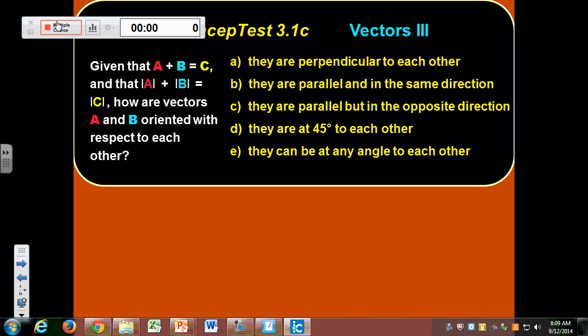All right, given that A plus B equals C, that is the vector sum, and then also the sum of their magnitudes, A plus B equals C, how are they oriented with respect to each other? So the vector sum, A plus B equals C, the sum of their magnitudes, A plus B, also equals C. So how are they oriented? What orientation of vectors will make both of those statements true?